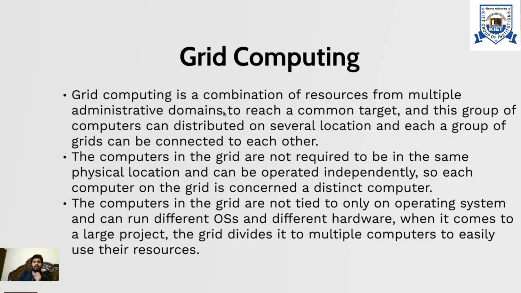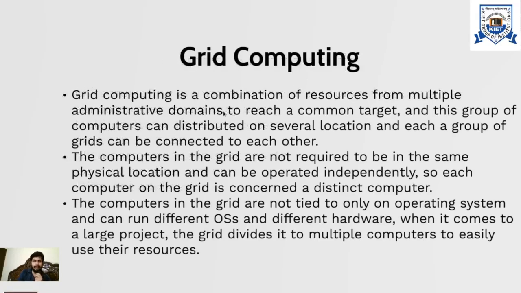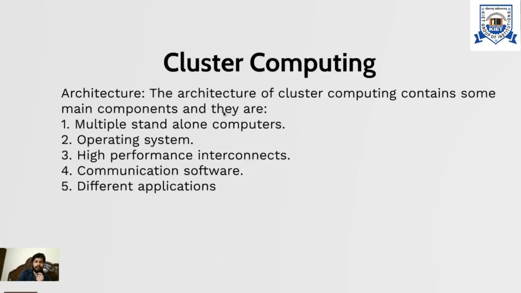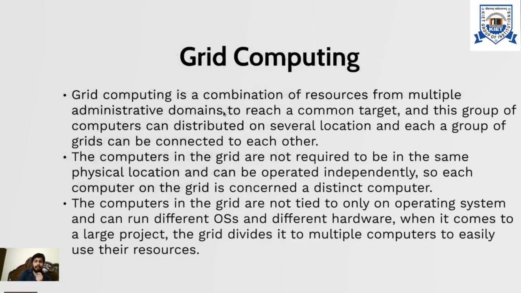So each computer on this grid is connected to a distinct computer. When we talk about distinct computers, in cluster computing we talked about a single image. We talked about replicas, meaning every computer in cluster computing must have the same software, same operating system, same hardware. But in grid computing they don't need to have the same operating system. This is what the third point is saying.